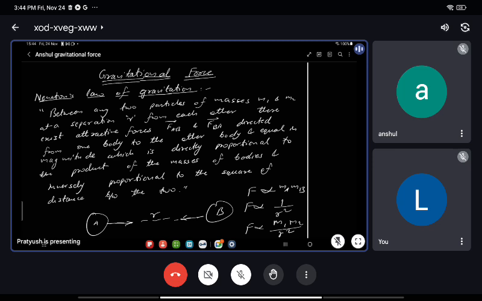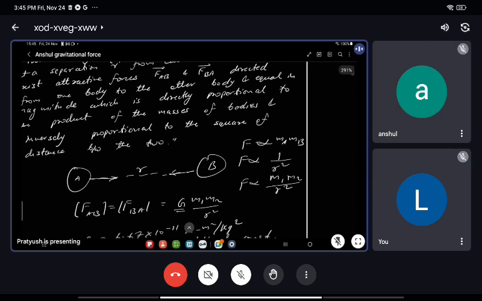Force is proportional to m_a and m_b, the masses of two particles or two balls situated at some distance. It is also inversely proportional to the square of the distance. Inverse of the square of distance is 1 upon r square, r being the distance between these two points A and B. So when we remove the proportionality sign, we get G m1 m2 upon r square.